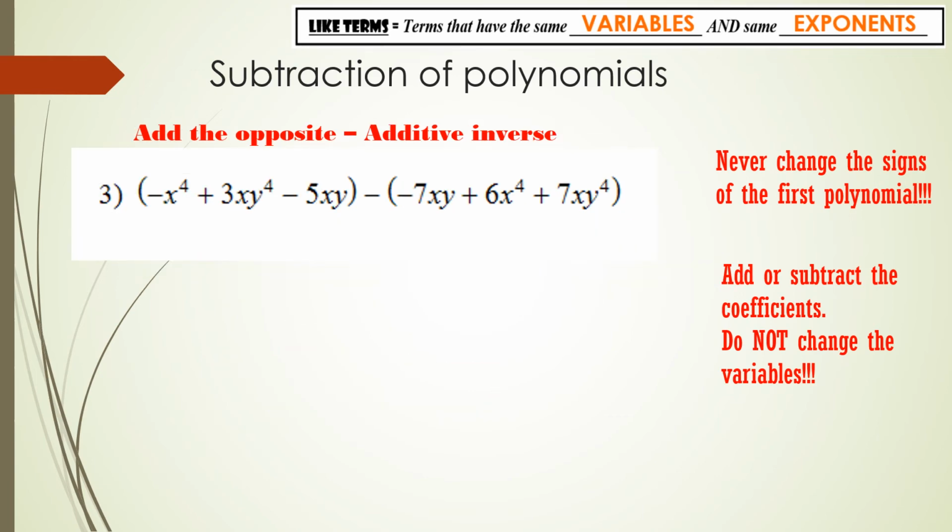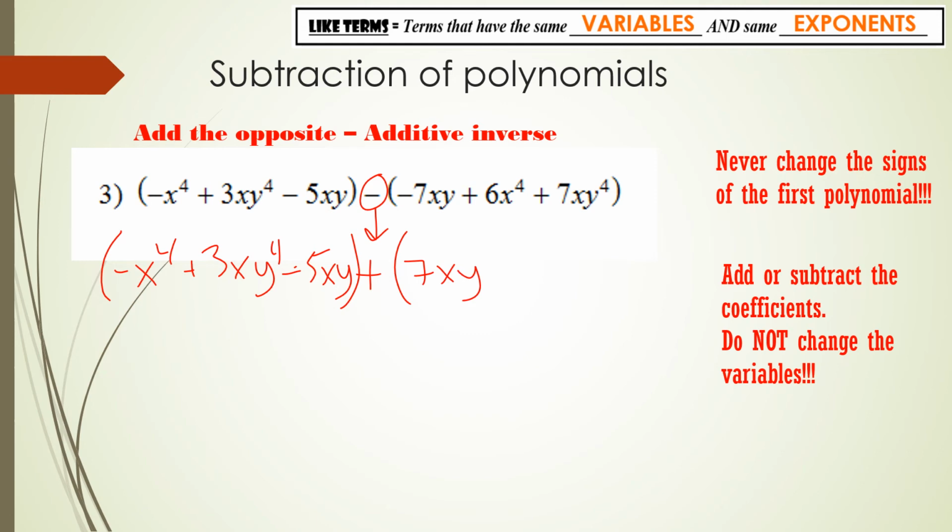Let's do a few more here. Again, starting with subtraction, we're going to change that right away to addition. And everything in the first parenthesis stays the same. And in the second parenthesis, everything changes sign. So it's now positive 7xy minus 6x to the fourth minus 7xy to the fourth. And now we can go back through and identify like terms and combine them together.